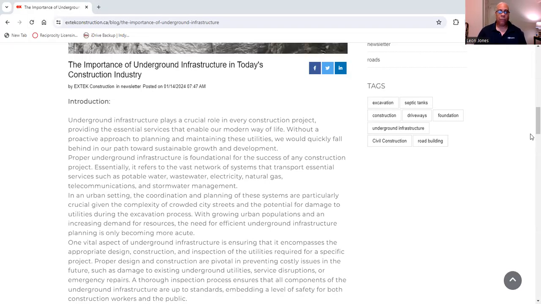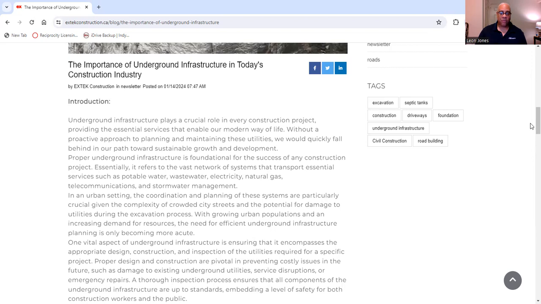I'm going to go ahead and share my screen, and we're going to talk about the importance of underground infrastructure, of course, that is constructed. Underground infrastructure plays a crucial role in every construction project, providing the essential services that enable our modern lives. Without a proactive approach to planning and maintaining these utilities, we would quickly fall behind in our path toward sustainable growth and development. Proper underground infrastructure is foundational for the success of any construction project.